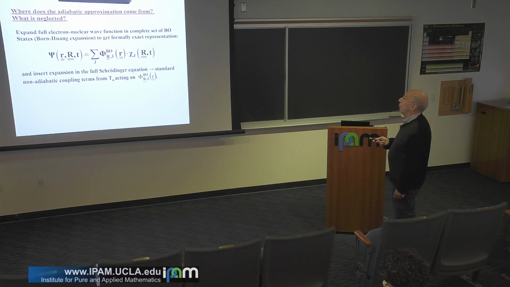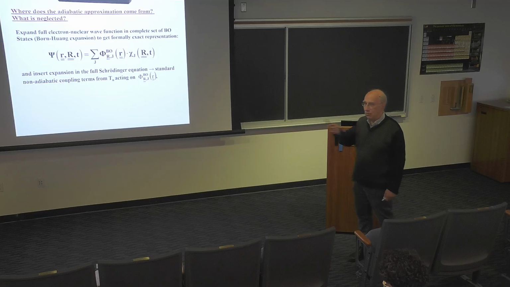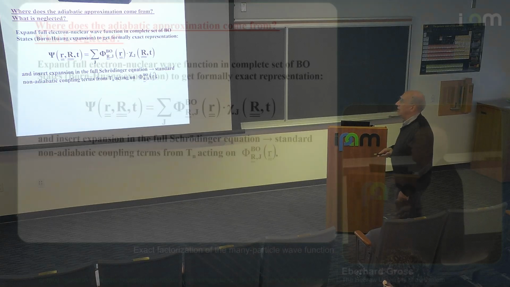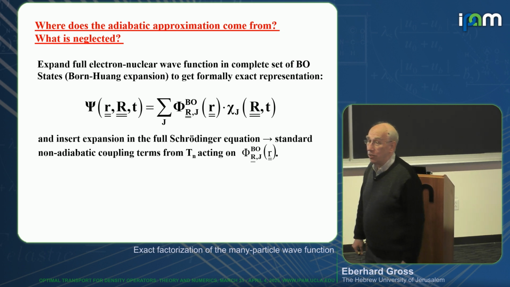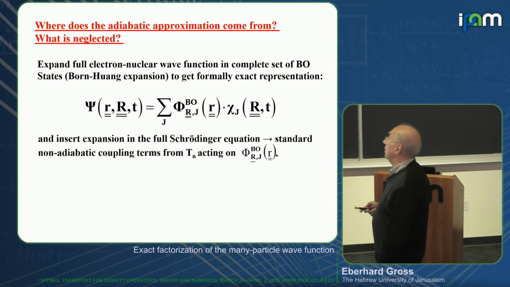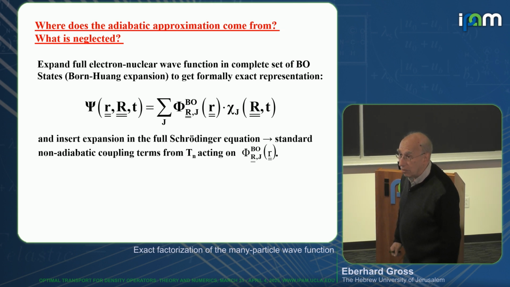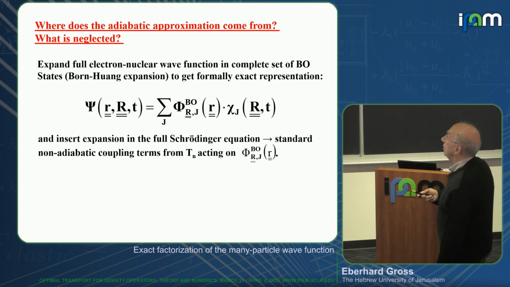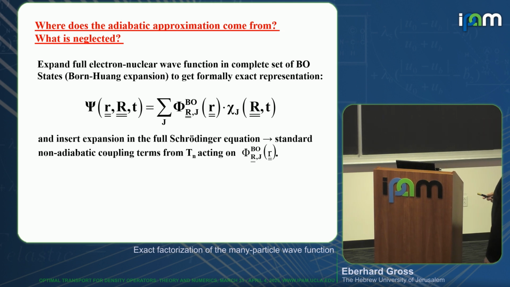And that's the so-called Born-Huang expansion written down here. So if you imagine you fix the nuclear position at a given point, and a given time, then this is just a function of electronic coordinates. So it's an element of the electronic Hilbert space. And these Born-Oppenheimer states are a complete set in the electronic Hilbert space, so we can expand this wave function at fixed capital R and T in the complete set of Born-Oppenheimer states.